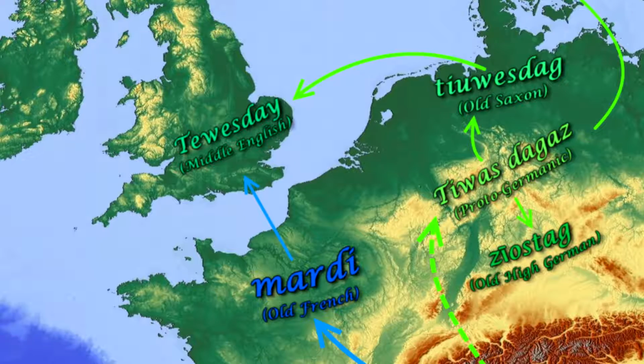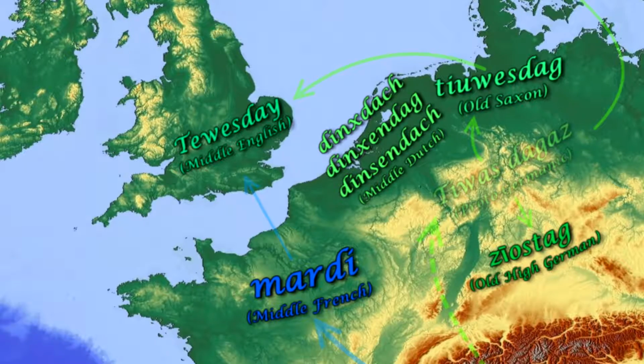A language which we haven't yet spoken about in this episode is Dutch. And that is because Middle Dutch had a distinct word for Tuesday, which doesn't relate to any other languages we've spoken about. In Middle Dutch, the words for Tuesday include Dinsdag, Dinksendag, Dinsendag.